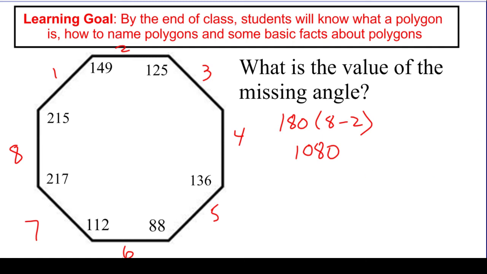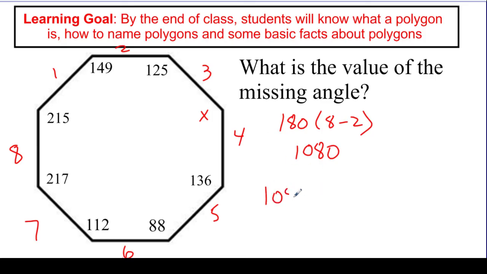So I'm going to add together all of the angles that are present in this picture. We're going to do 149 plus 125 plus 136 plus 88 plus 112 plus 217 plus 215. Okay, and it looks like I have 1042 degrees. So the sum of all of these ones except for the one that I'll call x, the one that we don't know, is 1042 degrees.